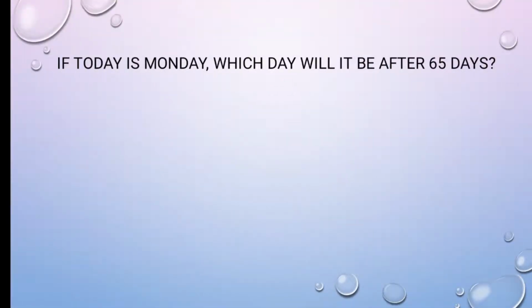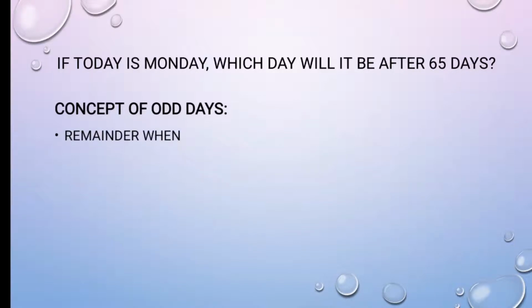In the next question we have: if today is Monday, what day will it be after 65 days? Like in the previous question where we used odd days, we divided the number of days by 7. Here also we'll do the same thing. These are the extra days. We'll divide these numbers by 7. So when you get the remainder, that will be the number of odd days. In this case, when 65 is divided by 7, you will get the remainder as 2.